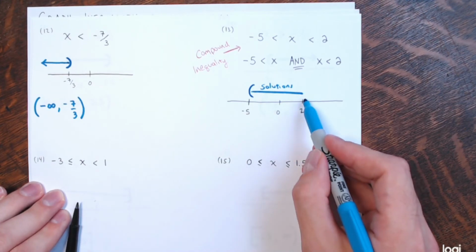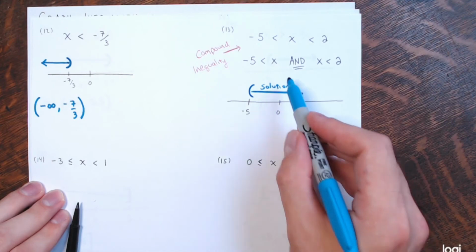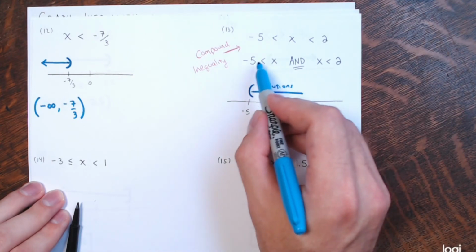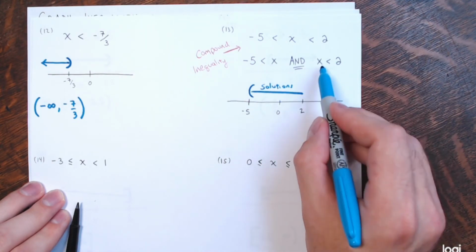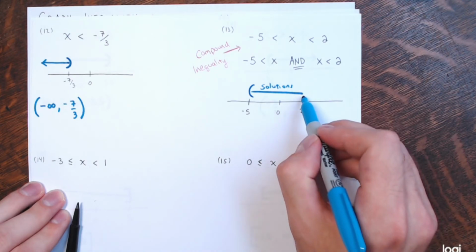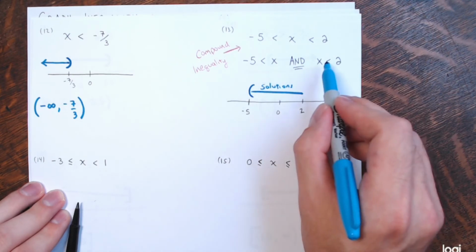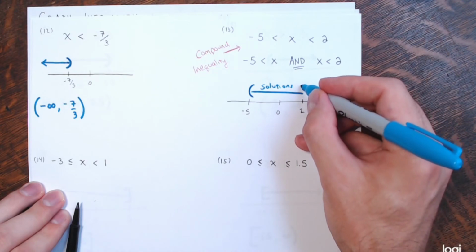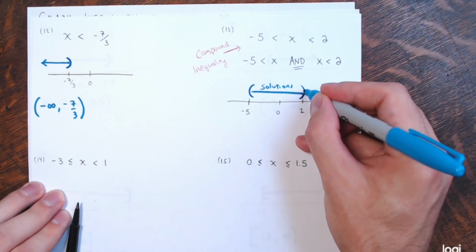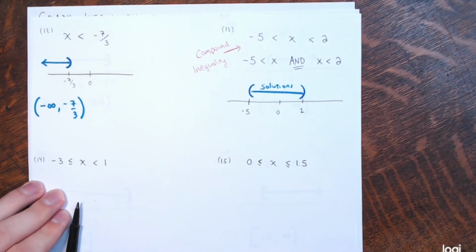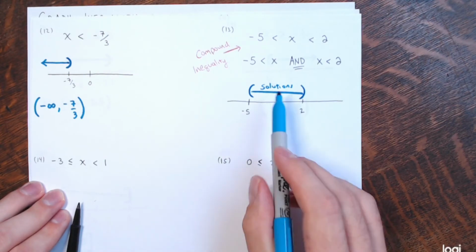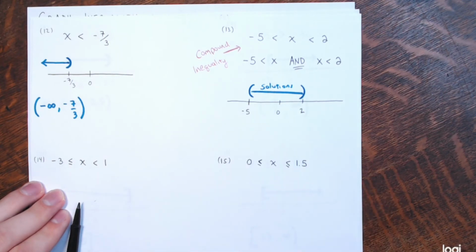Same thing goes for 2. 2 is greater than -5, cool. But it's not less than 2. So the number 2 itself doesn't satisfy both. So it would not be a solution, and I put a parenthesis above 2 as well. So the only solutions are the numbers between -5 and 2, but not including -5 nor 2.